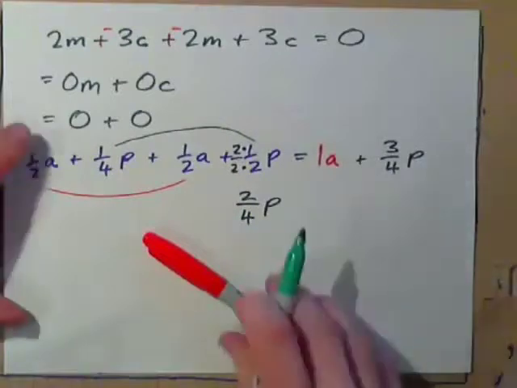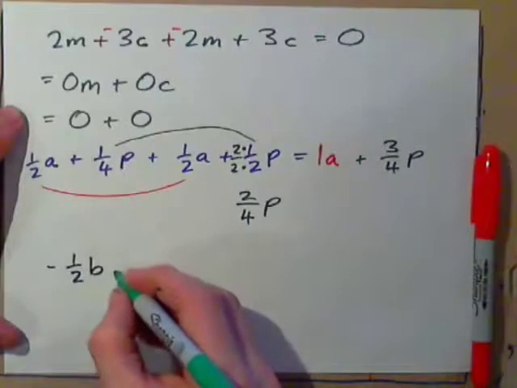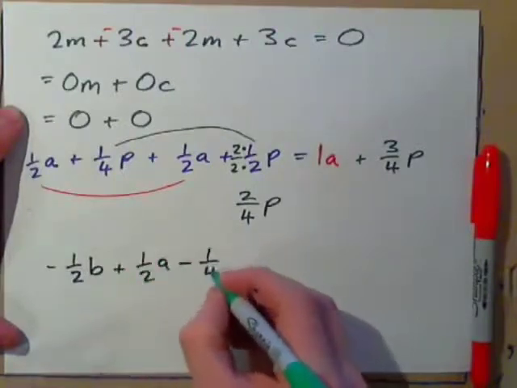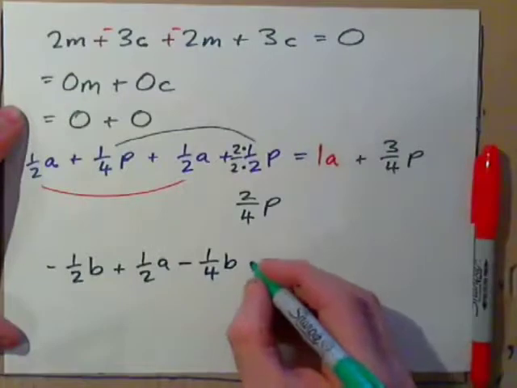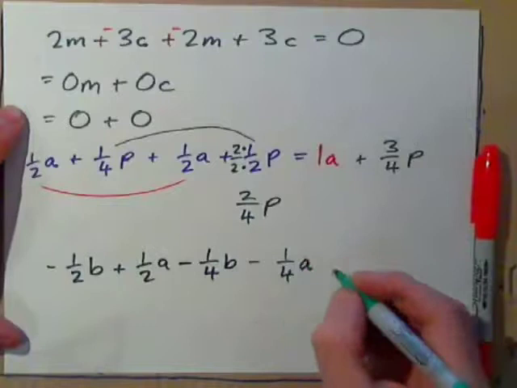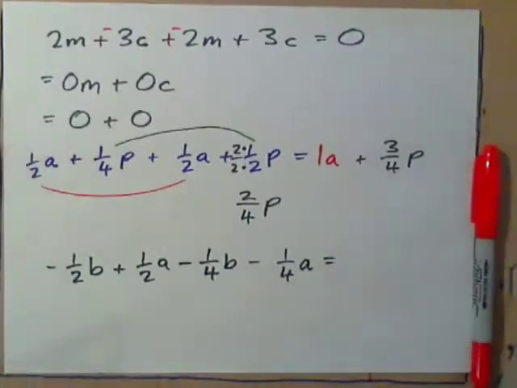How about this one? How about negative a half of a banana plus half of an apple minus one quarter of a banana minus one quarter of an apple? Let's calculate that. First step is to put the like terms together. Can we combine apples and bananas, or can we only combine apples with apples and bananas with bananas, right?